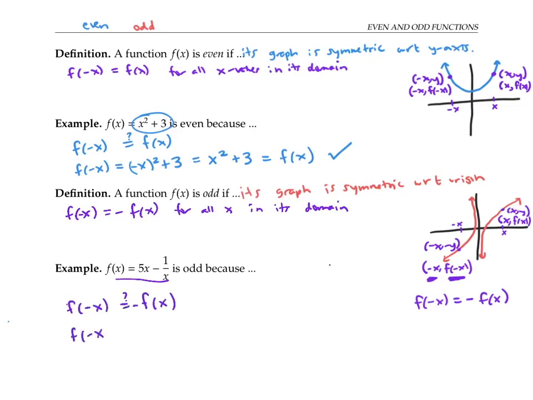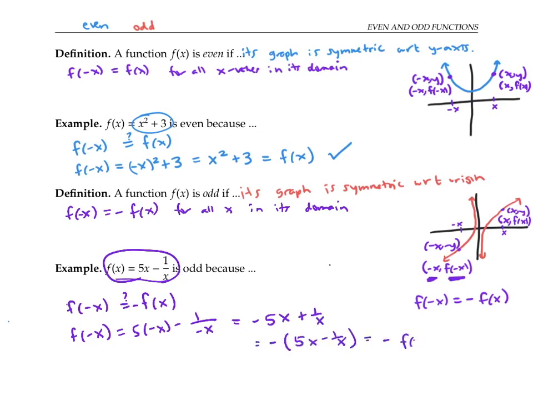So let's plug in negative x for x in the formula for f. That gives us 5 times negative x minus 1 over negative x. That simplifies to negative 5x plus 1 over x, and we can see that that is actually the negative of 5x minus 1 over x by factoring out a negative sign, which is negative of f of x. So the property for being odd holds.